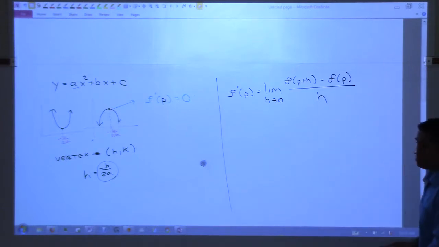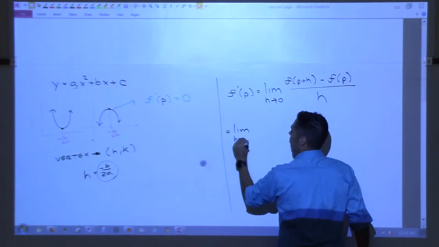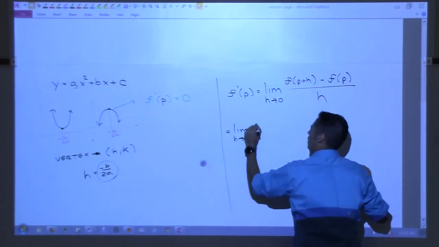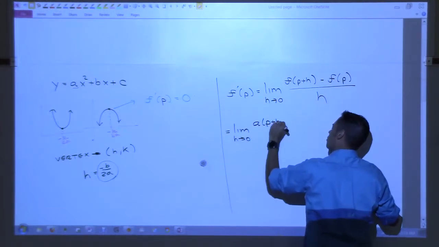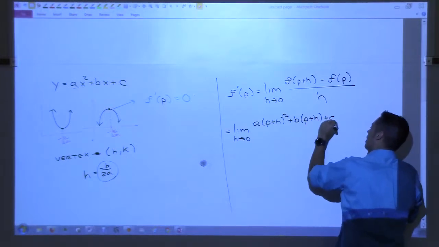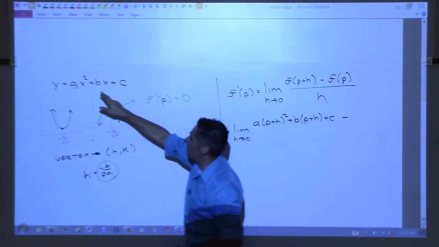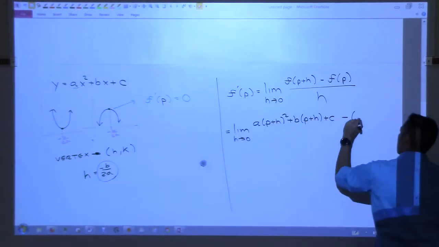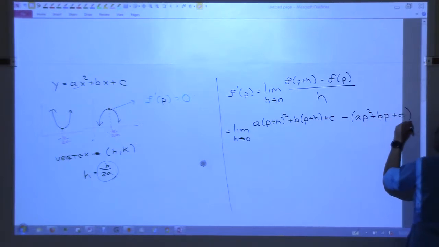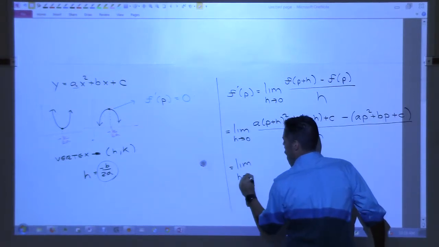Now watch. I'm going to go very fast through this. Okay, here we go. Limit as h goes to 0. I'm going to plug p plus h into this, everywhere I see an x: a times (p plus h) squared plus b times (p plus h) plus c. Now subtract from that f of p. That means plugging p into this for x, so a p squared plus b p plus c. Y'all with me? Okay. I am now going to do more algebra.